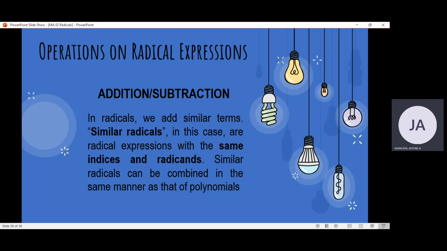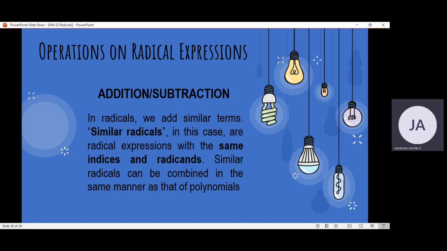Okay, so for our last topic for this lesson, we have the operations on radical expressions. Actually, it's very significant in mathematics that we are familiar with the operations of different expressions. Especially when it comes to radicals, we should be careful in considering the rules, or the laws, of radicals. At the same time, it's the same as adding polynomials, because we combine the like terms.